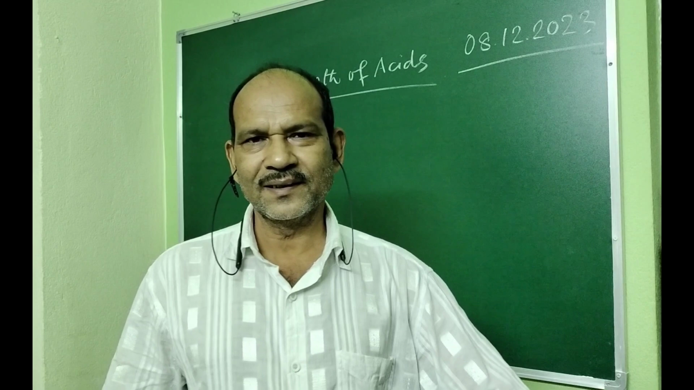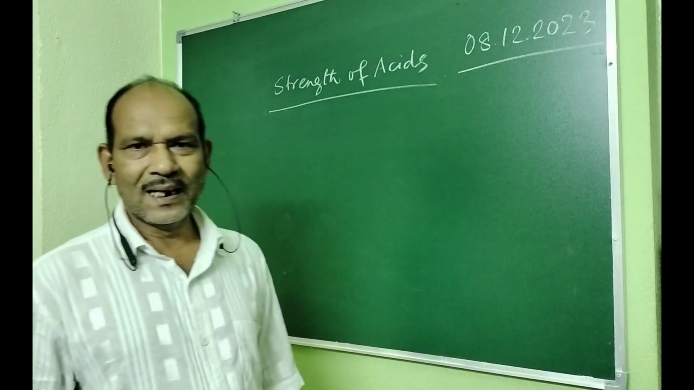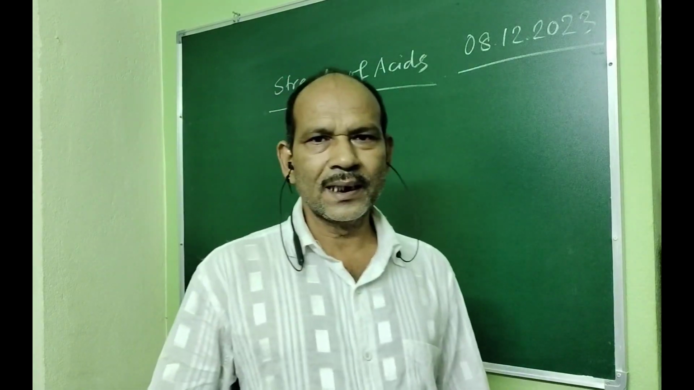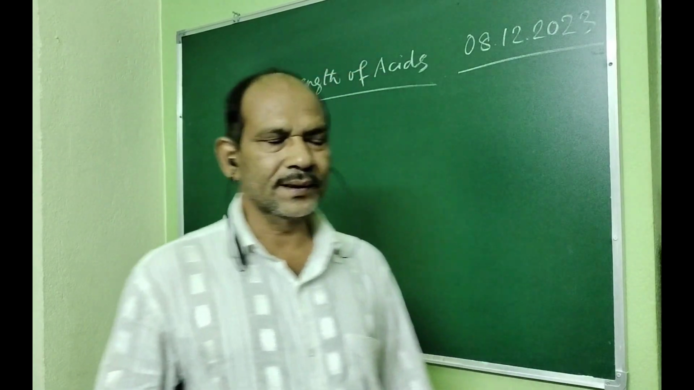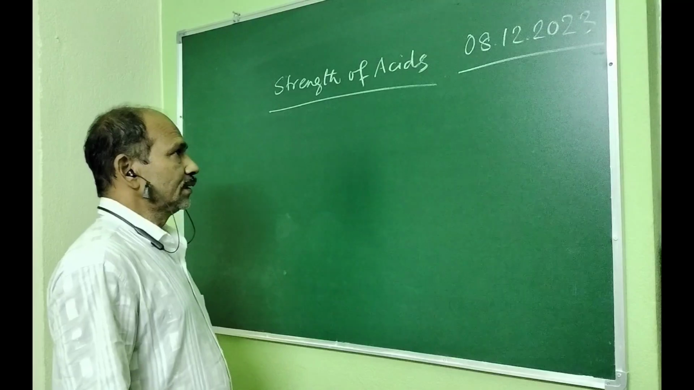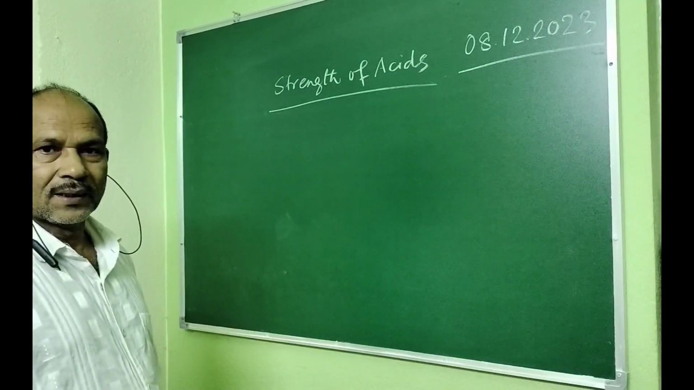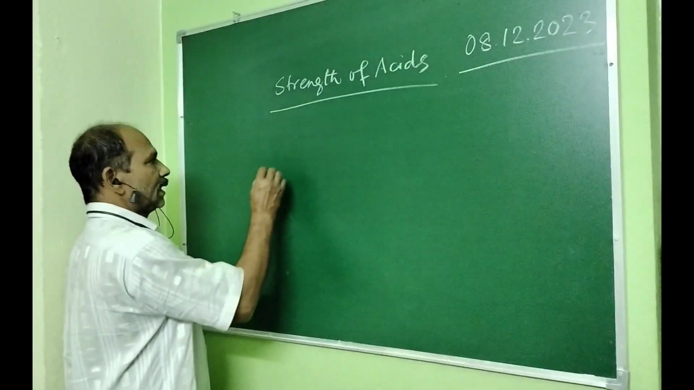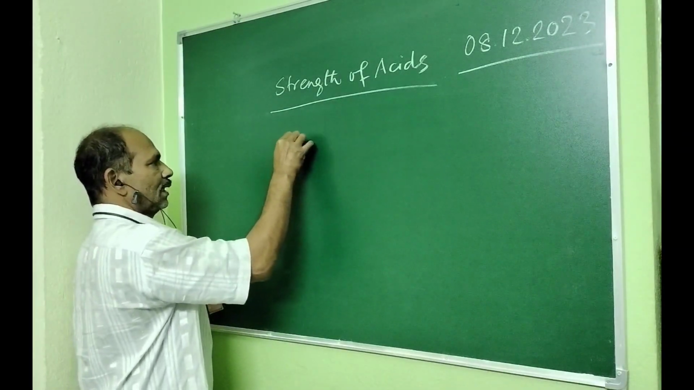Today I will discuss the strength of acids, basically the strength of weak acids. Organic acids are generally weak acids, so we are considering mainly organic acids here. Suppose an organic acid has the formula HA.